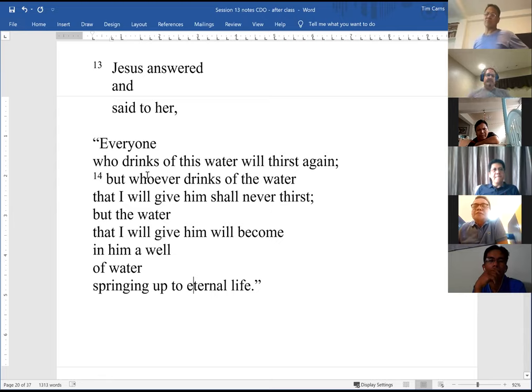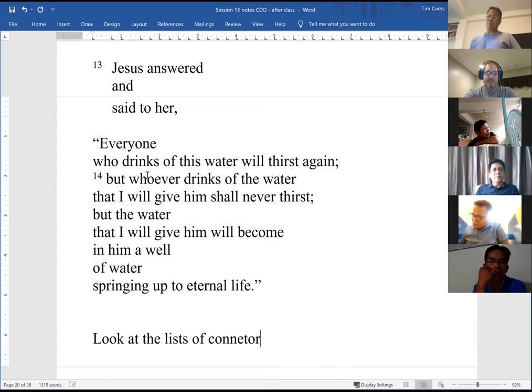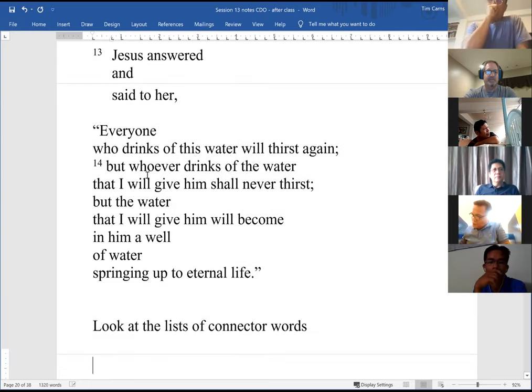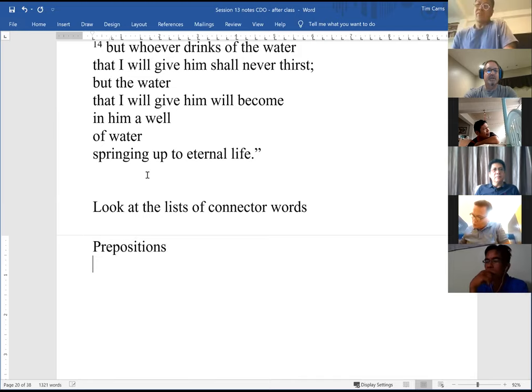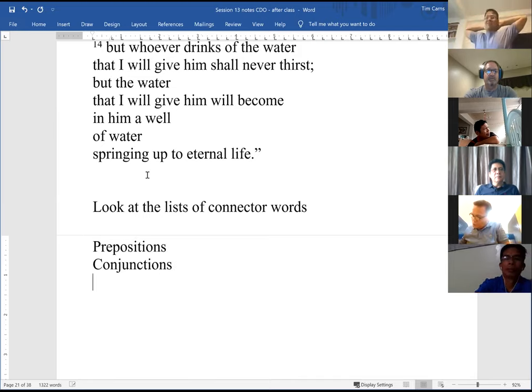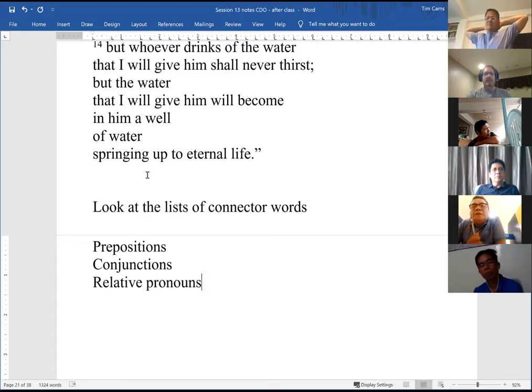Okay. What I'd recommend, men, is this. This week, look on the handout I'll send out to you, and really look at the lists of the connector words, because you need to get familiar with these. All right? So look up the list of prepositions, of conjunctions, of relative pronouns, all right? You need to become familiar with these so that when you go through and you see the words that or but or in, of, over, through, with, about, and, therefore, all these are connector words and you need to be able to see them so you can identify each phrase, okay?